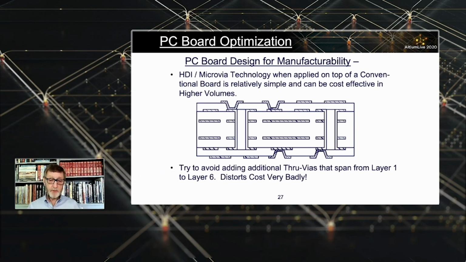If, as the bottom note on this slide says, you have to add through vias after you put the HDI vias on, that's going to add cost. That will make it more expensive. Try to use all HDI vias from layer 1 to 2 and have all your through vias from layer 2 to, in this case, layer 5, so that you don't have to pay extra for through drilled vias.